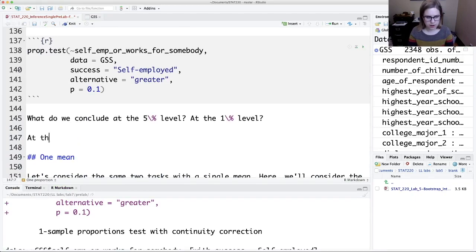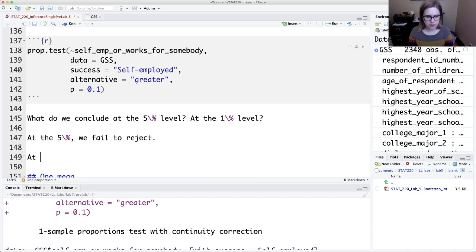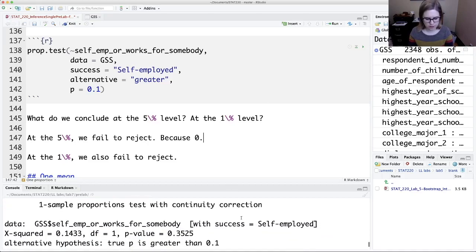So at the 5% level, we fail to reject. At the 1% level, we also fail to reject. And so this is because 0.35 is greater than 0.05, and again, because 0.35 is greater than 0.01. And I could put $ signs around it if I wanted it to be nice and mathy when I knitted the document.